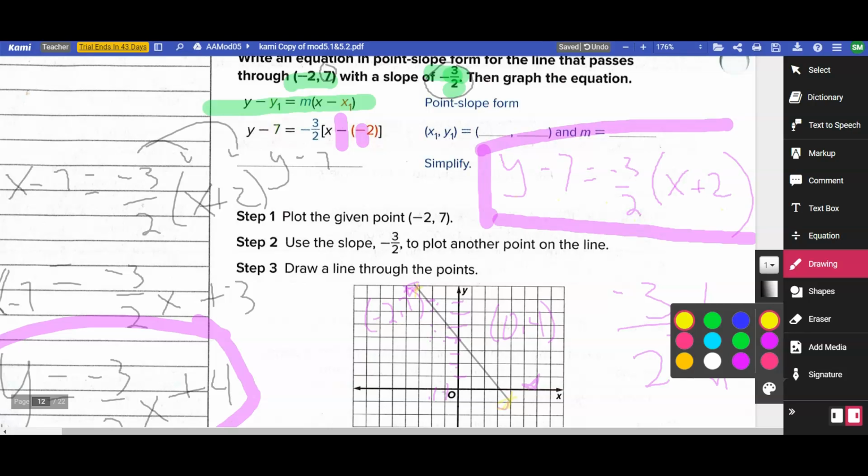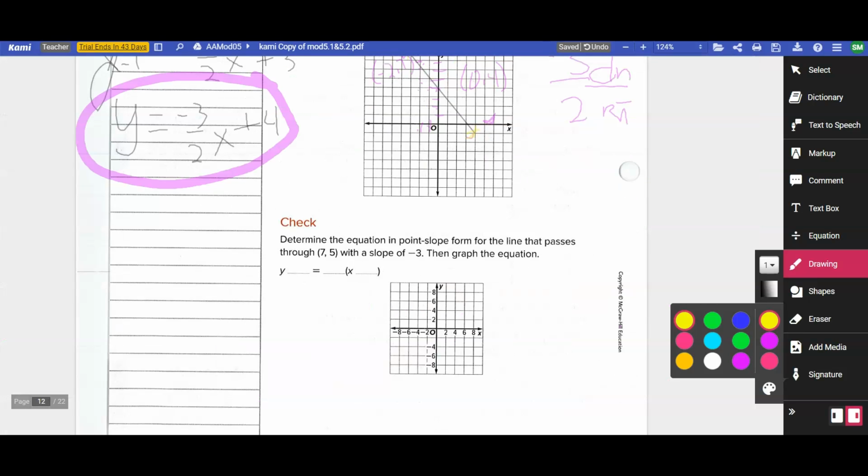I could go ahead and write an equation as well as use a line. Let's go ahead and take a look at the next problem. Okay, go ahead and do the check right now and then graph it.